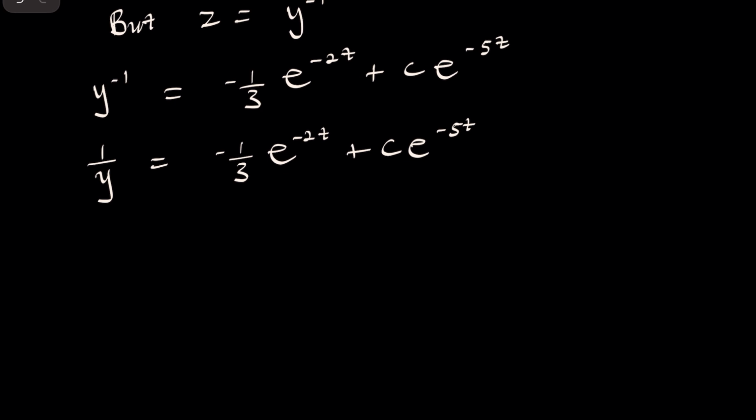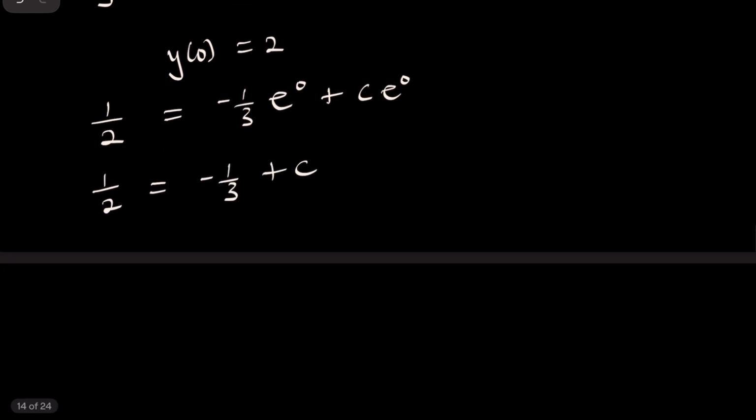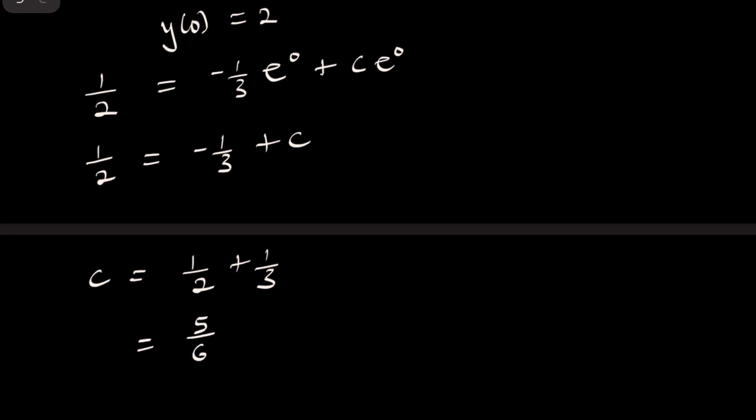So we have the initial condition y of 0 equal to 2. And so we have 1 over 2 is equal to minus 1 over 3 e to the 0 plus c e to the 0. So that's going to give us 1 over 2 is equal to minus 1 over 3 plus c. That's c is equal to 5 over 6.